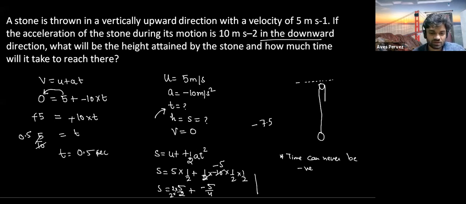You will calculate here 10 upon 4 minus 5/4. So that will be 5 upon 4. That will be 1 point some meters. 1.25 meters. 1.25 meters.